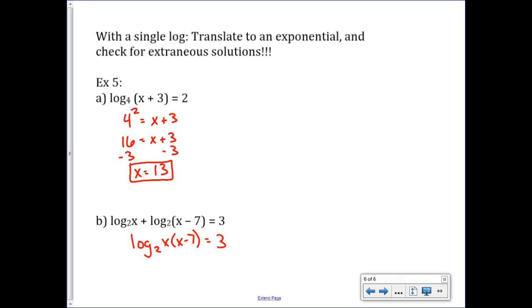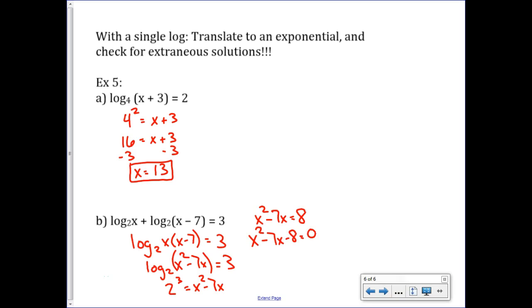So then I am going to go ahead and multiply these out. So I have log base 2 of x squared minus 7x equals 3. And then I'm going to switch it over. So I have 2 to the 3 equals x squared minus 7x. Well, 2 to the third power is 8. So I have x squared minus 7x equals 8. So I'm going to go ahead and move that over. So x squared minus 7x minus 8 equals 0.